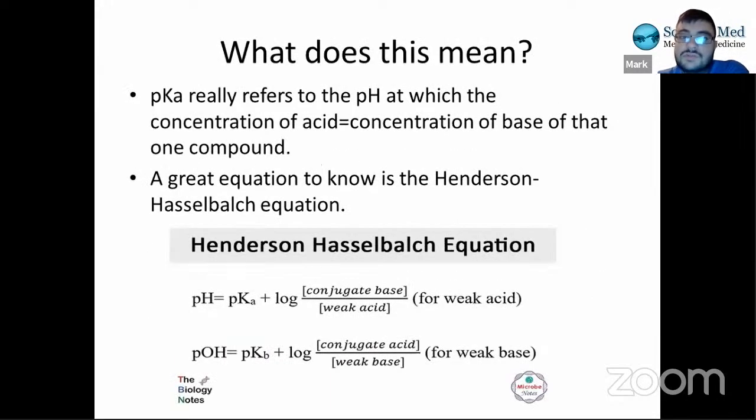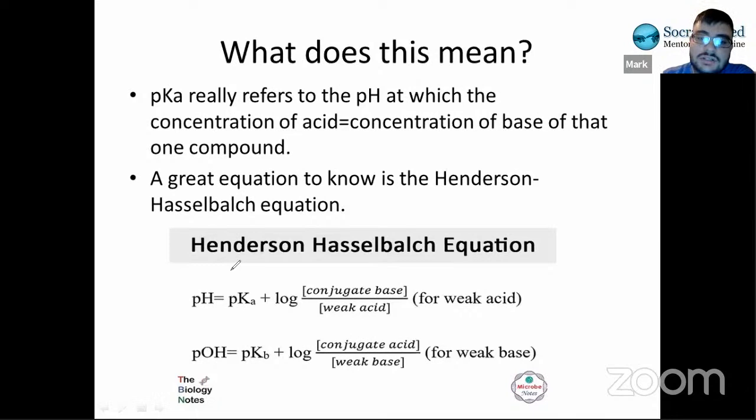So what does all this mean? Well, pKa really refers to the pH at which the concentration of acid is equal to the concentration of base of that one compound. A great equation to know is the Henderson-Hasselbalch equation. For the MCAT, you're technically not required to know this equation, just like in most undergraduate general chemistry courses, but it was very highly recommended because it can help you understand this much better, and it can be very useful in solving acid and base problems you may encounter, even if it's not required.